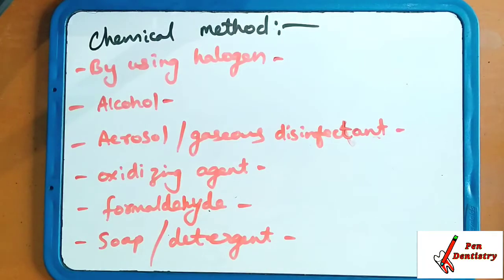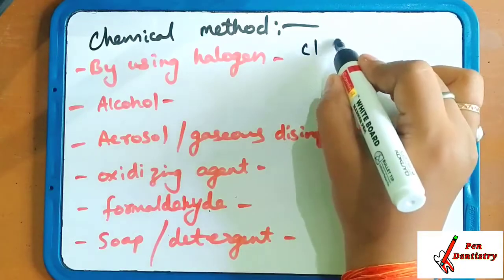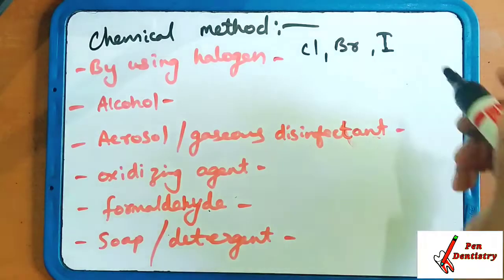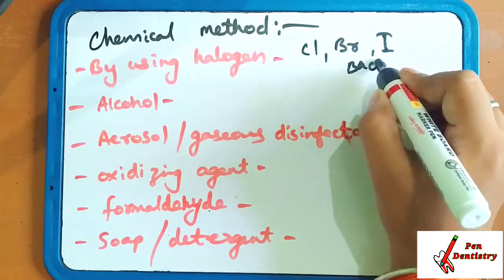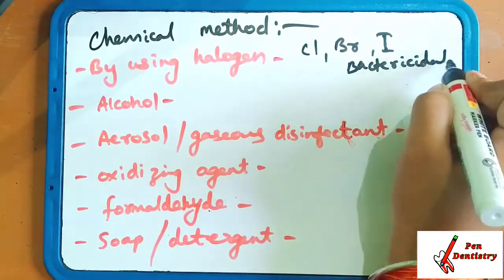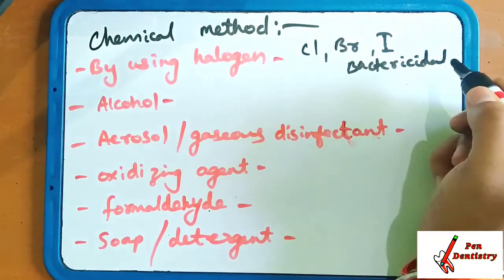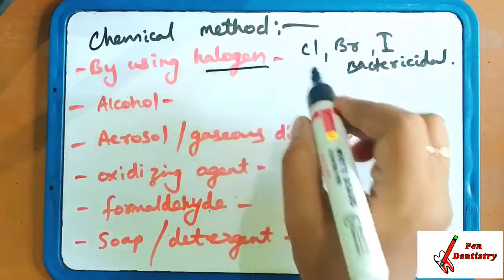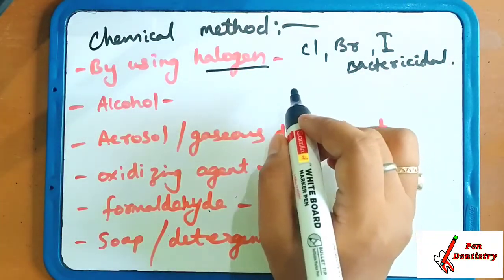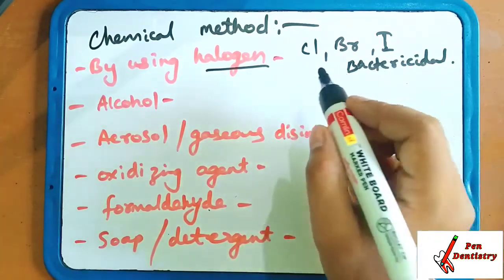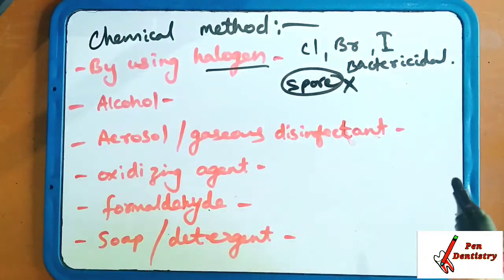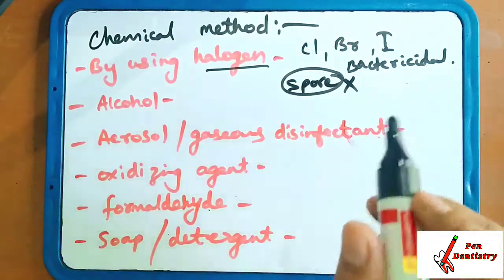Now we will go for chemical methods, starting with halogens. What are halogens? Chlorine, bromine, iodine. These are bactericidal agents. Halogens kill the vegetative bacteria, viruses and fungi, but they do not kill the spores. Only vegetative bacteria, fungi and viruses are killed.